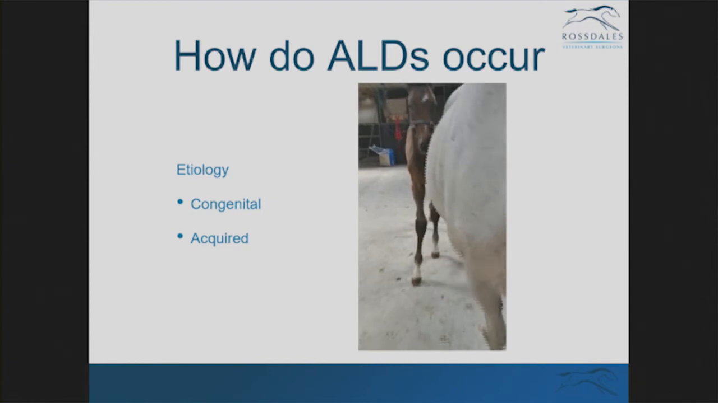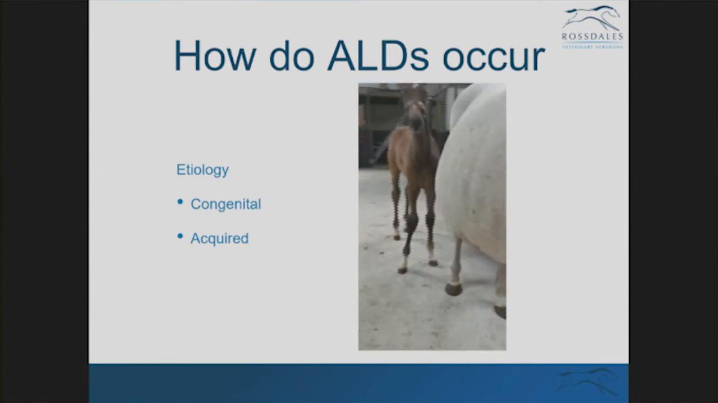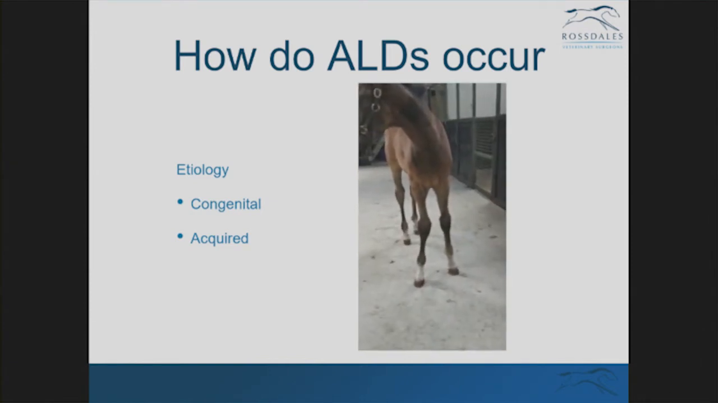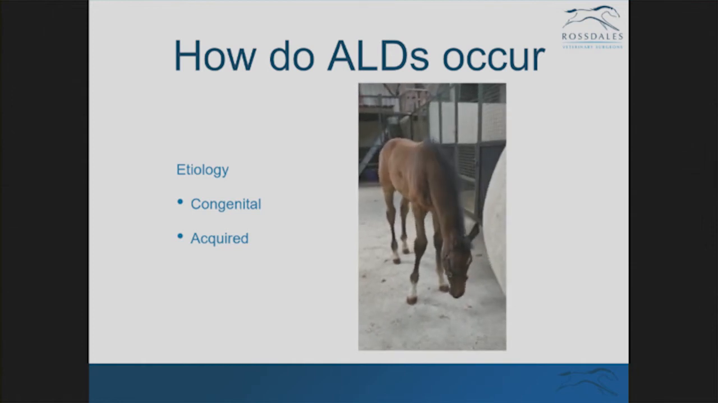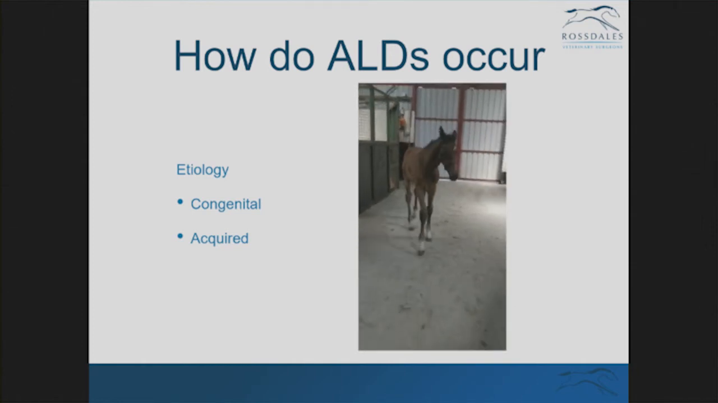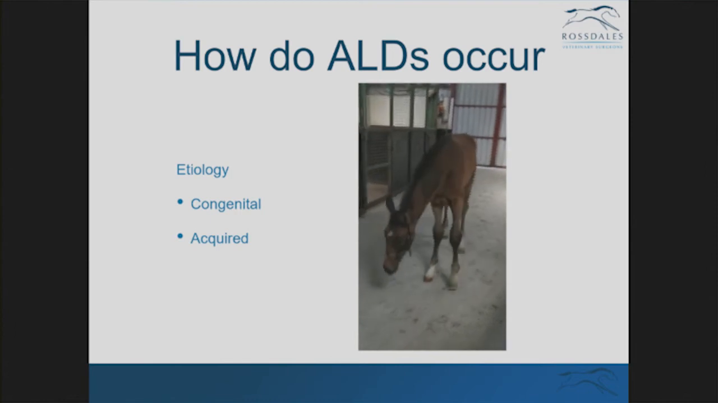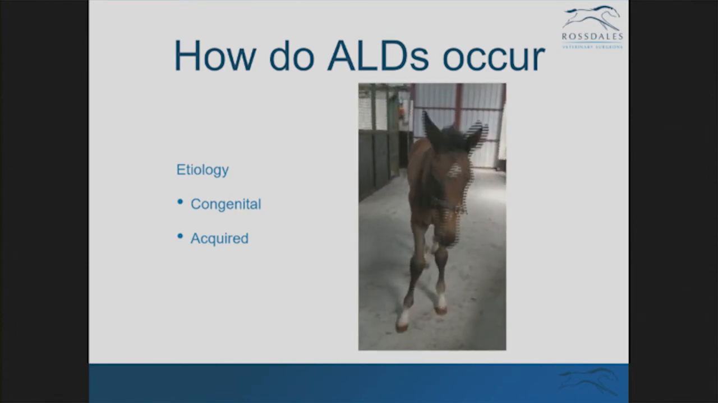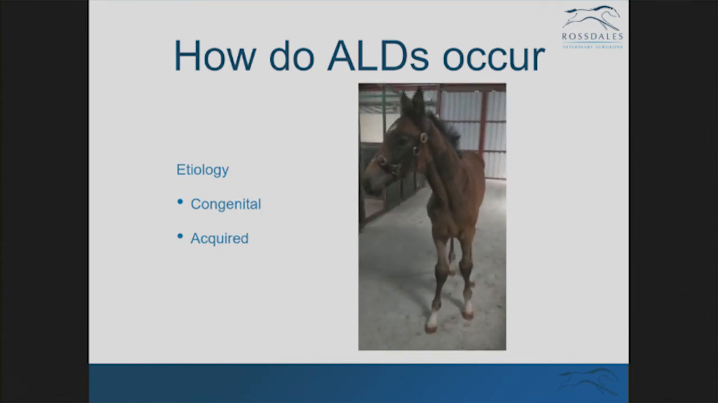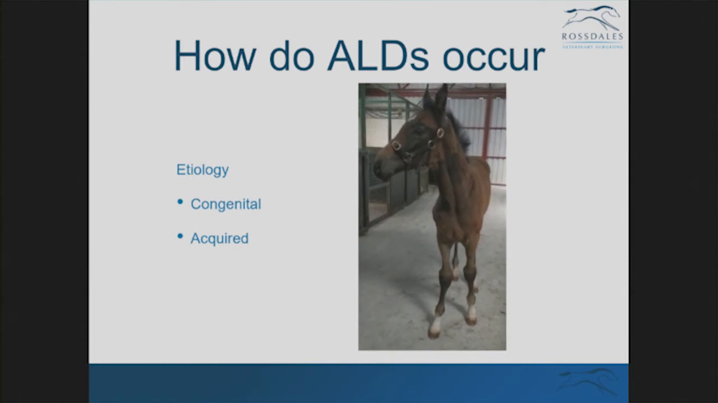Moving on to the etiology, or how do these ALDs occur? There's a foal here with its mare that's showing a bit of a valgus deformity of its off knee, and then a bit of a varus deformity of its fetlock as it's wandering around there. But these can be, like the flexural limbs, either congenital or acquired.